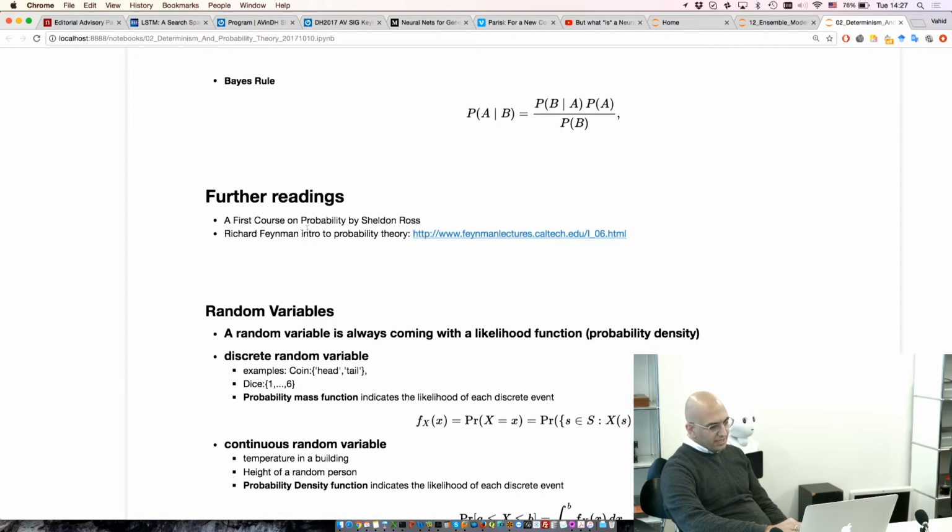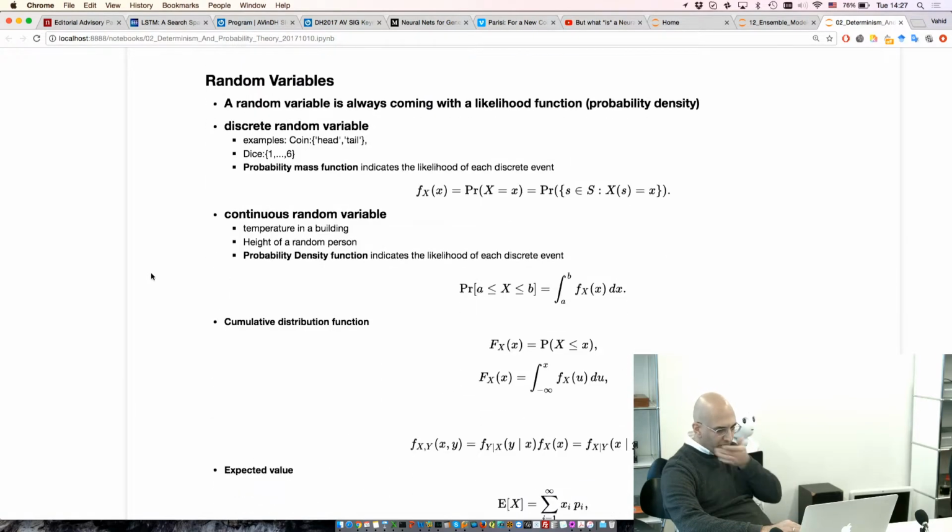This is a nice book. I recommend Sheldon Ross, A First Course in Probability. I read it before. I think it's a good book if one day you want to read this stuff. So I will skip this part.